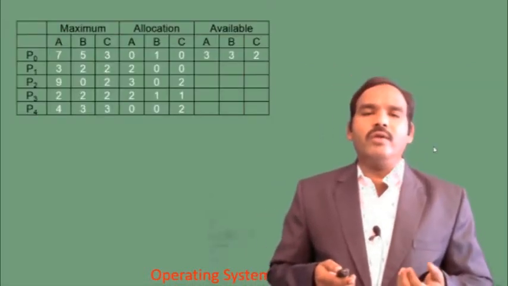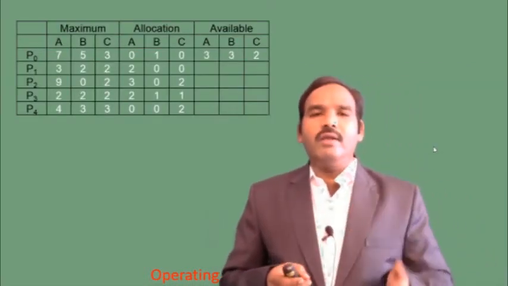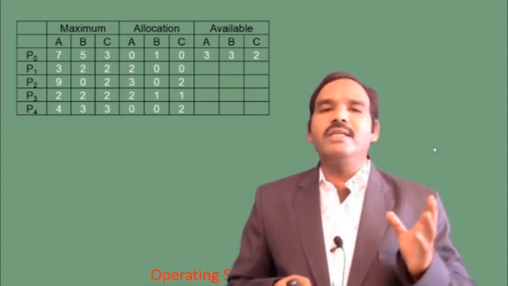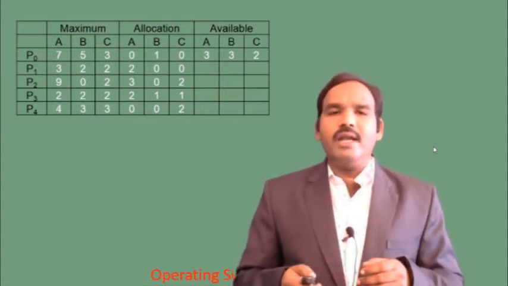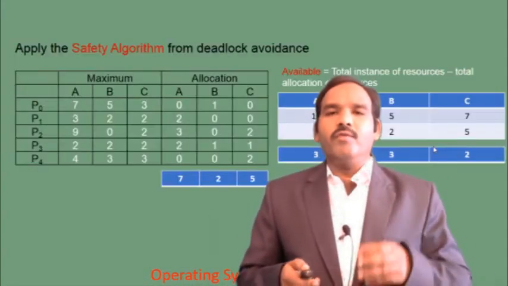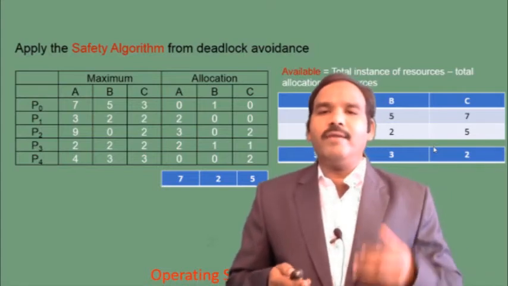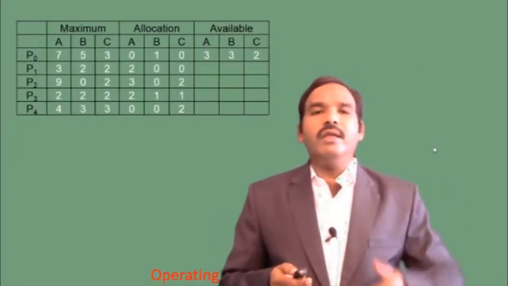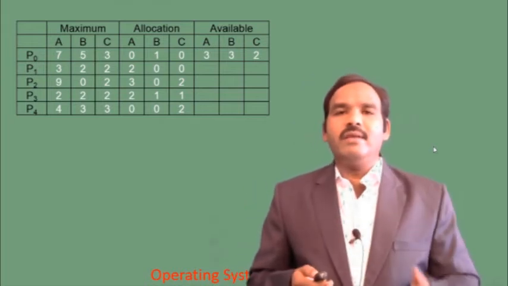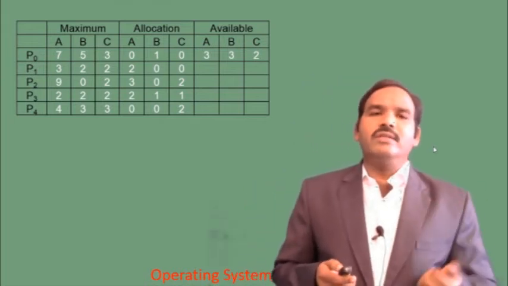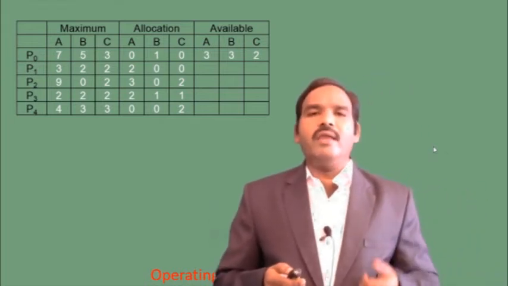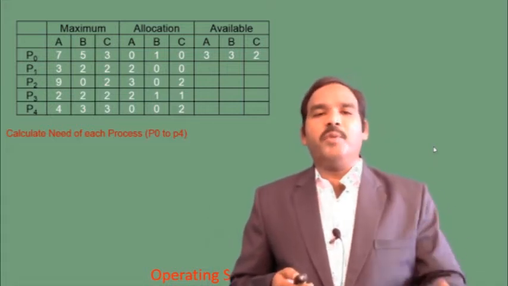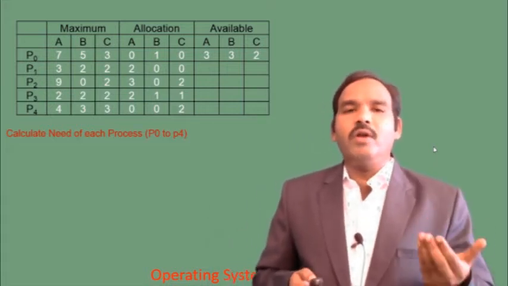Now what we have calculated is the current availability. The current availability we have derived from the last slide is 3, 3, 2: 3 A's, 3 B's and 2 C's. Using this data, now you can apply a safety algorithm. So here, calculate the need of each process from P0 to P4.